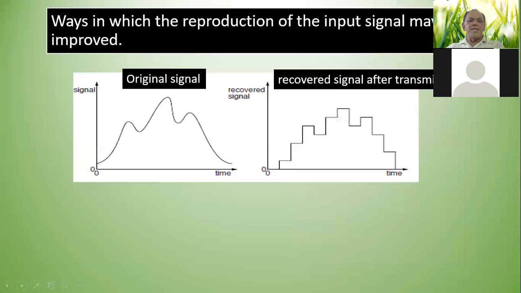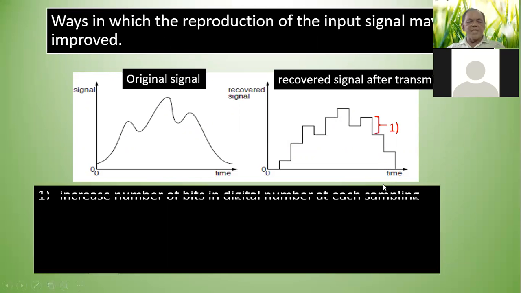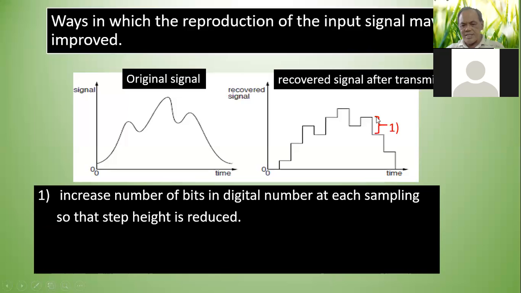Then, ways in which reproduction of the signal may be improved. You look at it, and we can see that this part may correspond to that, but we have missed out the maximum, we have missed out the peak there. How to improve the signal? Number 1: increase the number of bits in the digital number at each sampling so that the height step is reduced. You want to reduce this height, you don't want to jump too high.